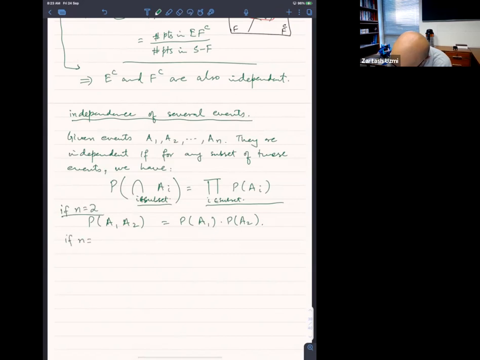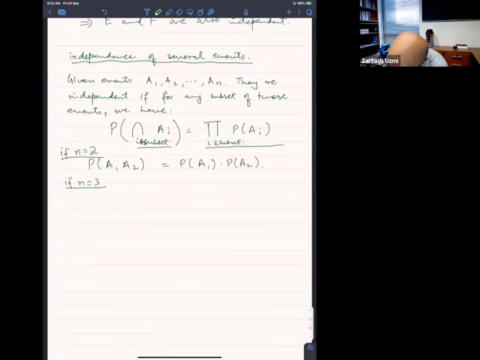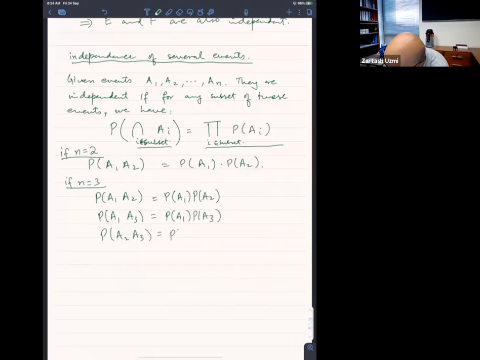If n is equal to 3, then we have A1, A2, A3. तो probability of A1 A2 ये आपके पास probability of A1, probability of A2 होनी चाहिए. Probability of A1 A3 should be equal to probability of A1, probability of A3, and probability of A2 A3 should be equal to probability of A2 into probability of A3. This is called pairwise. ये pairs बनेंगे, pairwise independence.